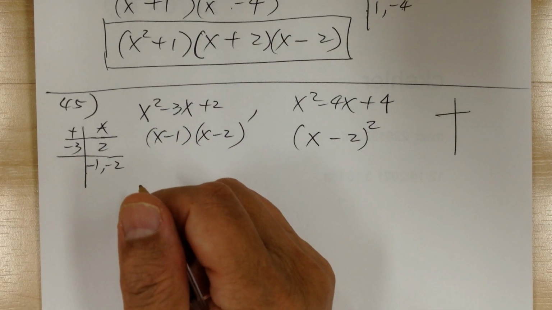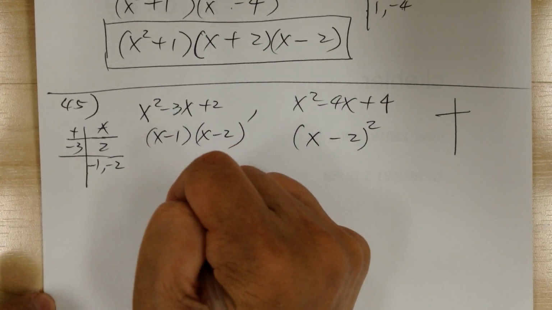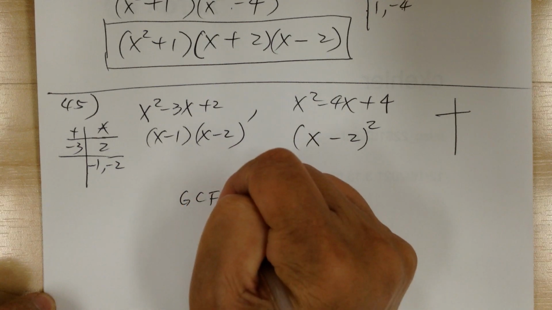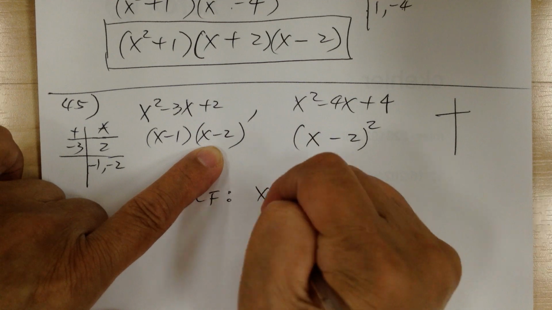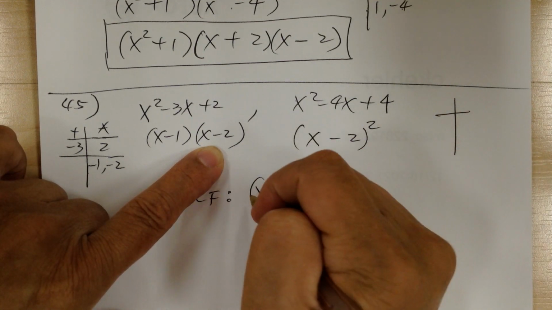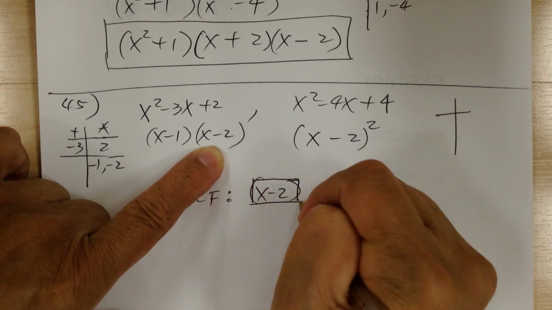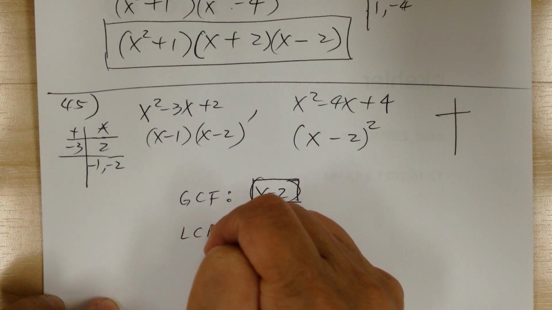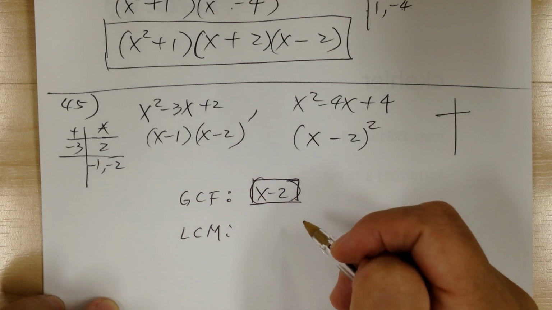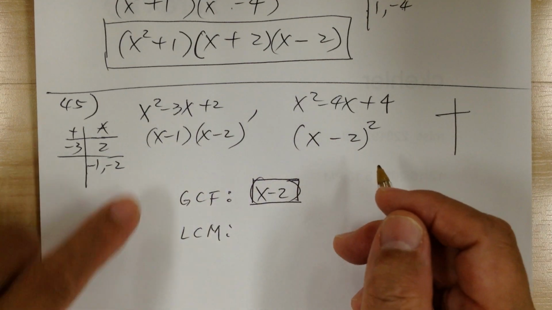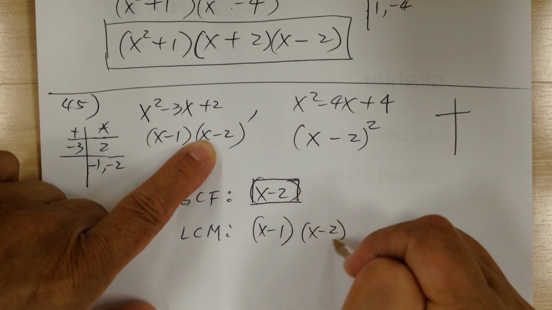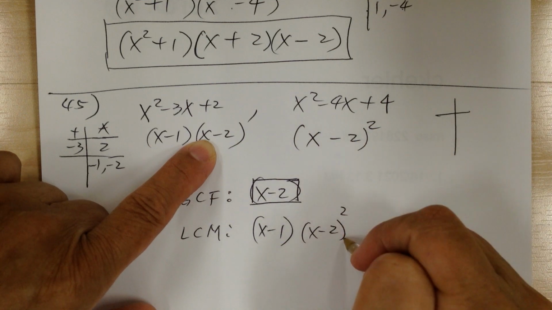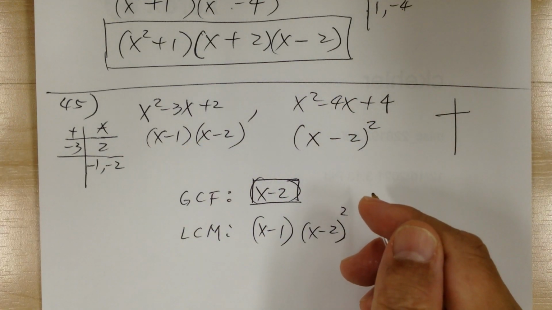So now you have to get your GCF. GCF would be what they have in common. In this case, you have x minus 2. When you have an exponent, you take the lower one. And the LCM is you take the higher one, and you have to include everything. So you need to have x minus 1 and x minus 2. But this is a 1 power, 2 power, so you have to take the 2 power, the higher exponent.